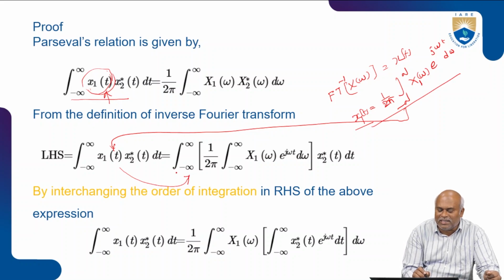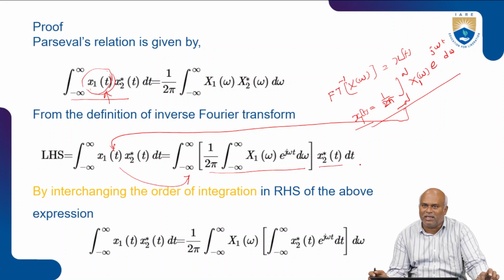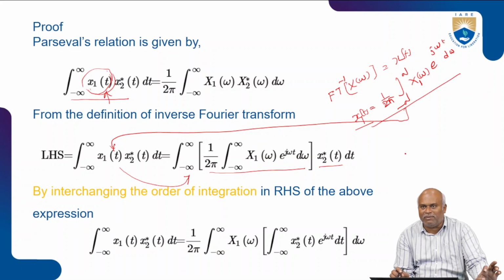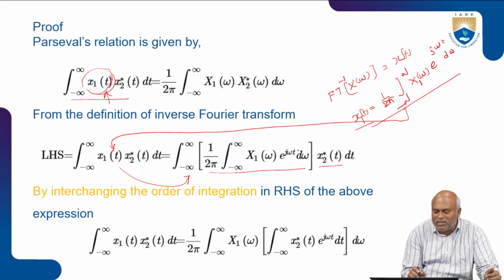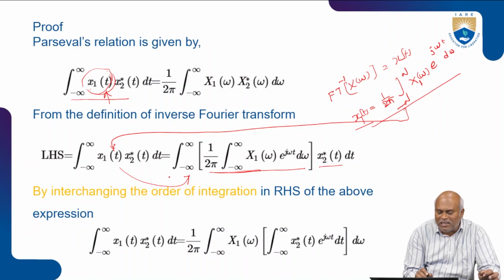The outer integration doesn't change: integration from minus infinity to plus infinity of x1 of t is replaced by 1 by 2 pi integration from minus infinity to plus infinity of X1 of omega e power j omega t d omega. The x2 star we keep the same, and dt remains. These two portions are constants, so we take them out of this equation.